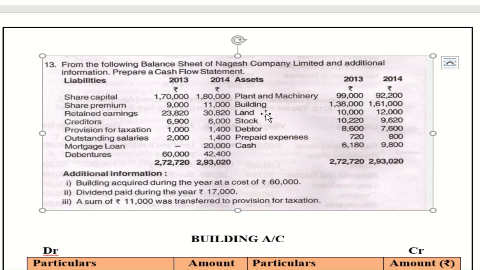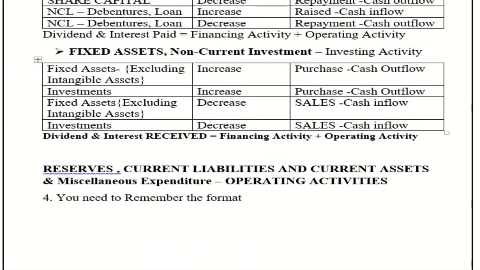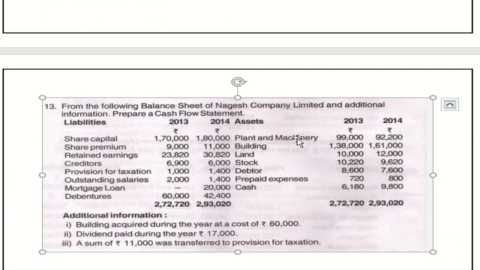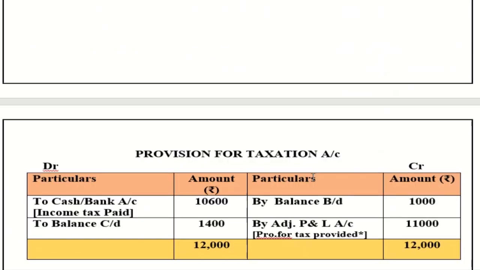See my dear students, I told you already, in case assets decrease, that is sales. In case assets increase, that is purchases. So plant and machinery was 99,000, here 92,200. It means assets decreased, it means sales. Next, the building account you already prepared, so ignore that. Then land. Here 10,000, here 12,000. It means 2,000 increased, it means purchases. So just enter these values here.